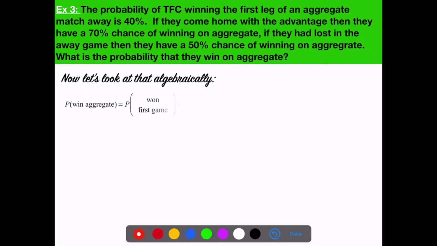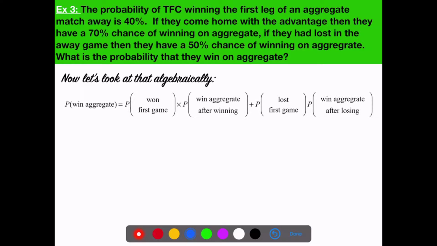So it would be probability they win overall would be probability they won the first game, times the probability that they won on aggregate after winning, plus probability that they lost the first game, times the probability they win on aggregate after losing. Look at all the detail that has to go in here, right? It's not just times probability of them winning on aggregate. I need to say that it's probability of them winning on aggregate after winning, because that's going to be different than this. These two are not the same. That's what makes this dependent events. The fact that the second piece has changed based on what happened here.